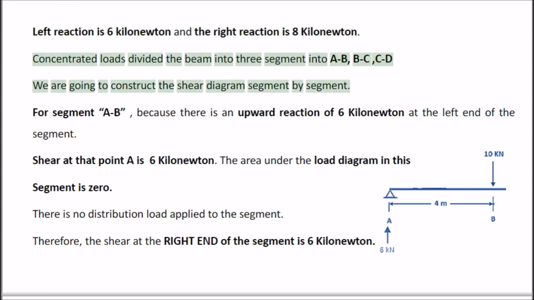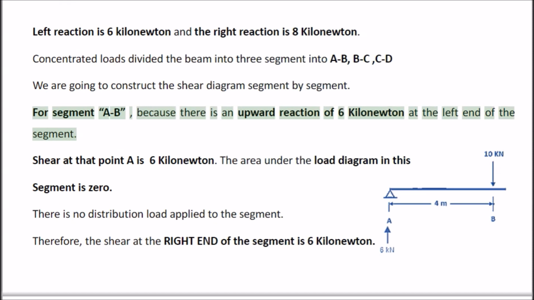Concentrated loads divide the beam into 3 segments: AB, BC, CD. We are going to construct the shear diagram segment by segment. For segment AB, because there is an upward reaction of 6 kilonewton at the left end of the segment, shear at that point is 6 kilonewton. The area under the load diagram in this segment is 0. There is no distributed load applied to the segment. Therefore, the shear at the right end of the segment is 6 kN.